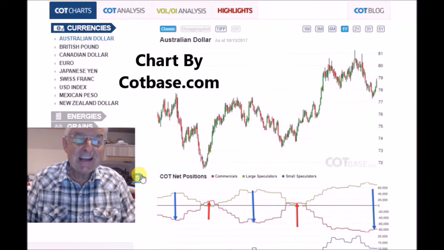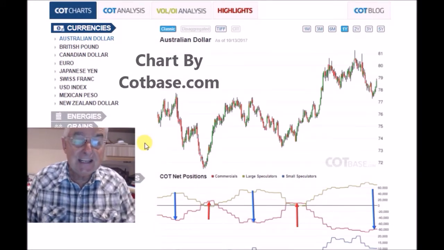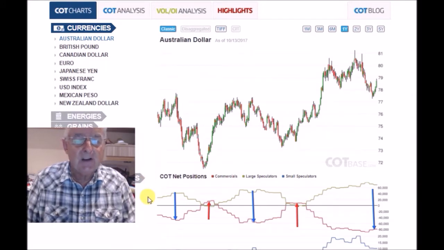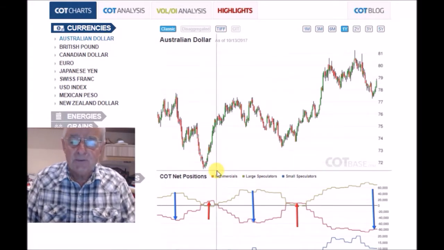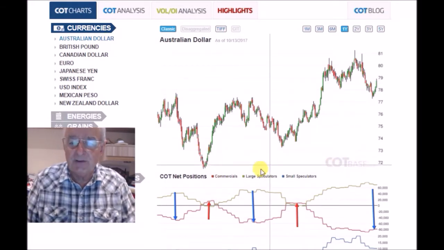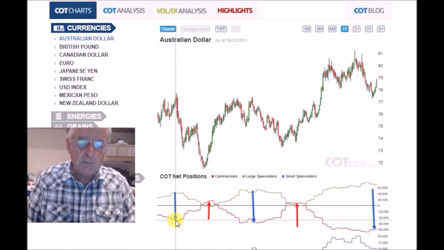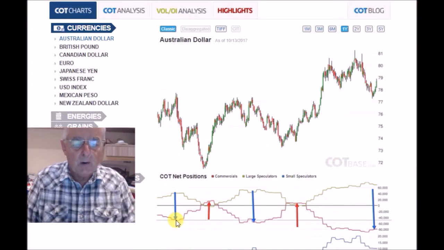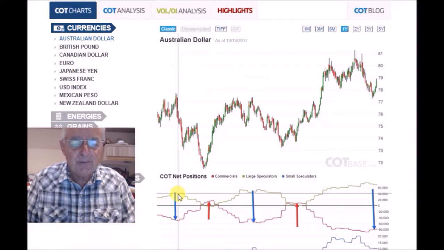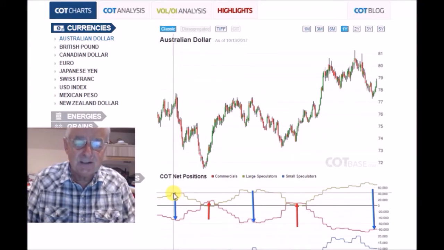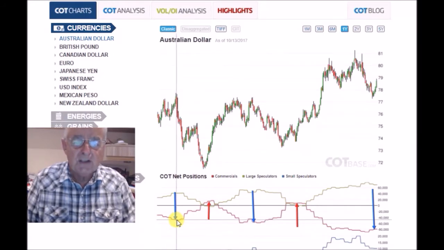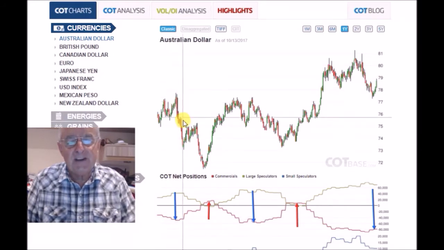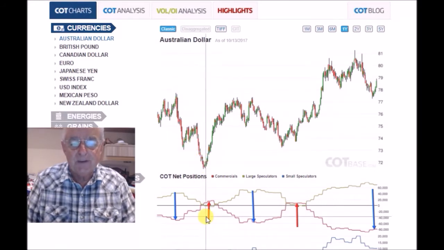Here we have a graph of the positions over 52 weeks, that's a year, for the Commitment of Traders of the commercials and non-commercials. This is for the Australian dollar. This chart is produced by cotbase.com. You can see here where we got to a low position with the commercials, and we're completely opposite to the speculators, who have a long position, so we're short. You can see we had a big drop off in the price of the Australian dollar.